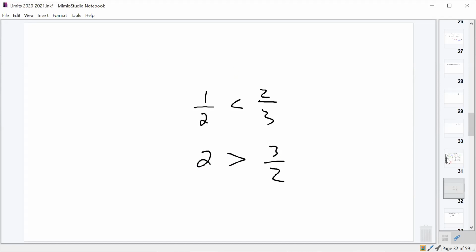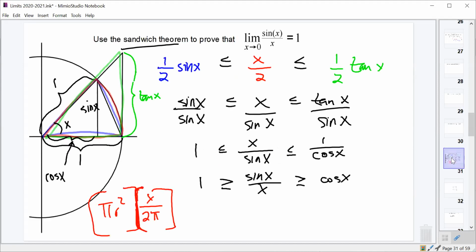Let's see here. So it's got to flip. So we did that, and now we've got the function that we want sandwiched between two other functions. Cosine x is always less than or equal to it, and 1 is always greater than or equal to it.